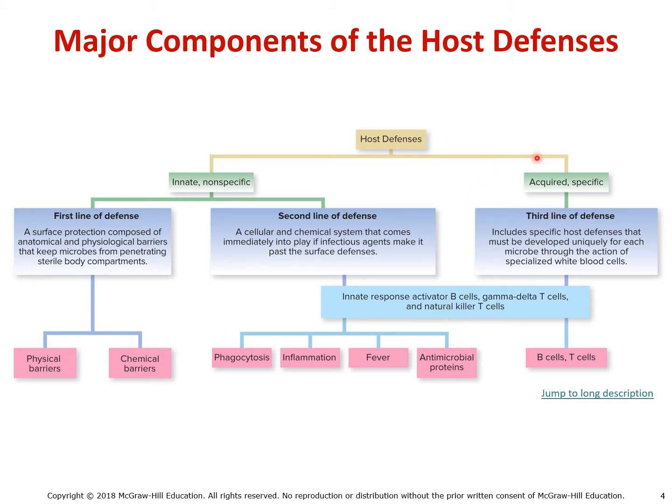The third line is going to be acquired or specific immunity. And the idea is these are, again, specific white blood cells that are B and T cells. Their job is to target very specific pathogens and remove them. Whenever we talk about this chapter, it's important to understand that we're just going to really focus on these first two lines, the non-specific immunity. We will briefly discuss specific, but again, chapter 15 will be focused on specific immunity.